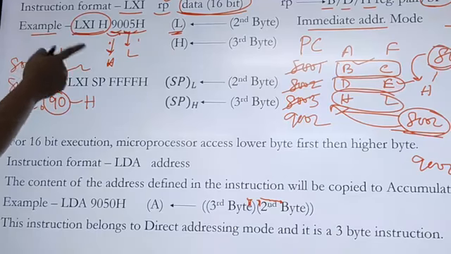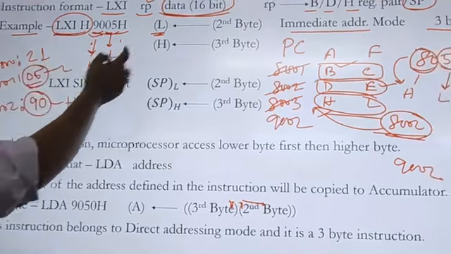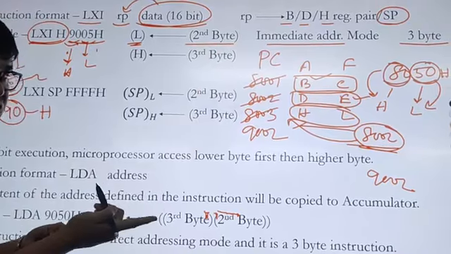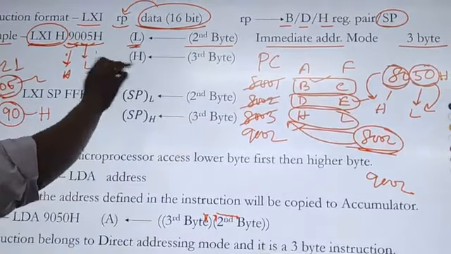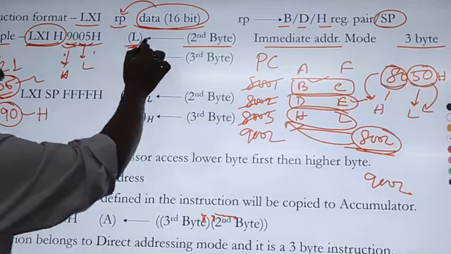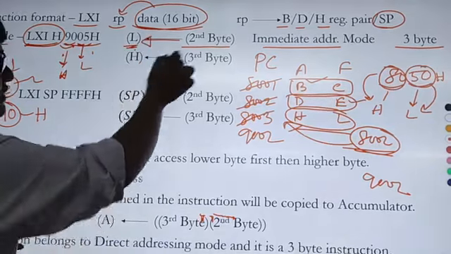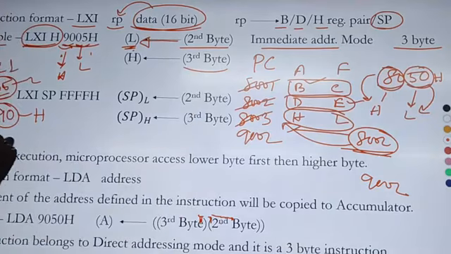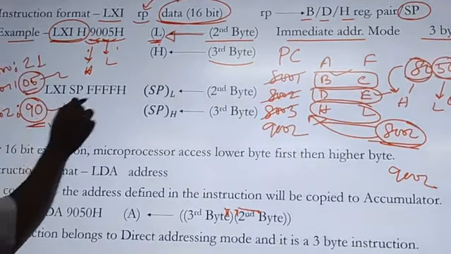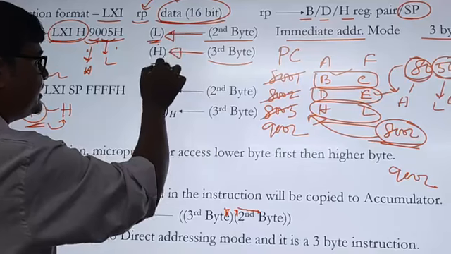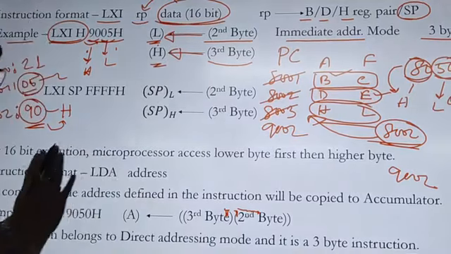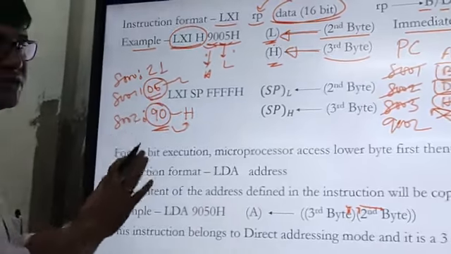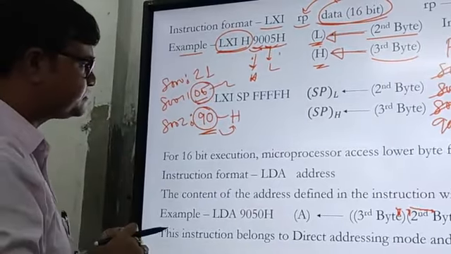Okay, so now come to the annotations. Which will be loaded to L? The second byte. The second value which is entered will be loaded into L. That is why in the annotation we have written L arrow, second byte. And the third byte means the third value entered, that is 90, which will be stored into the A register. So that will be stored into A. Correct? So this is the procedure to represent the function of any instruction by annotations.